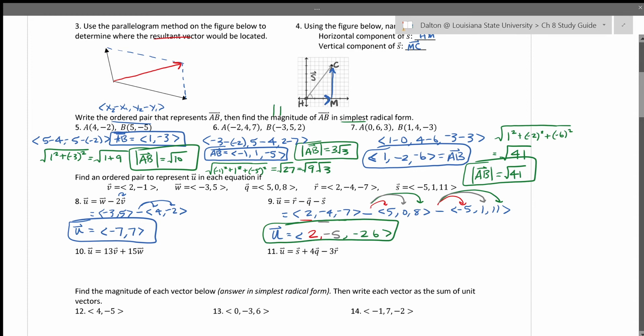So just take that one number by number. 10's a little bit easier. Again, it's only two vectors that are in two-dimensional space. So 13 times vector v, that's going to be 13 times 2 is 26. 13 times -1 is -13. Plus 15 times the vector w. 15 times -3 is -45. And 15 times 5 is 75.